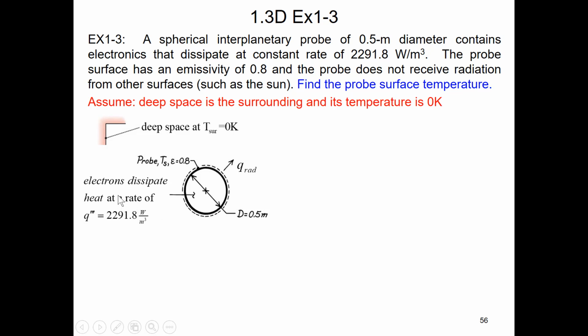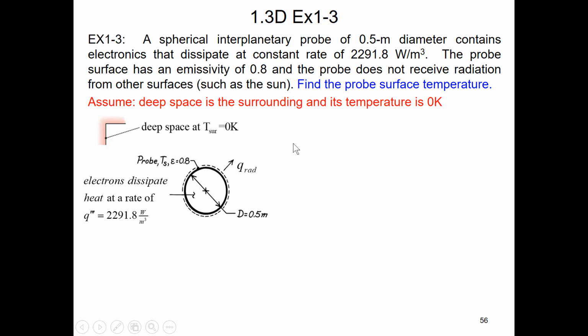Therefore, electrons are a heat source. The probe surface is at a temperature Ts with emissivity 0.8. The probe travels in deep space, which is assumed as a large surrounding at temperature 0 Kelvin. We're interested in finding the temperature of the probe surface.